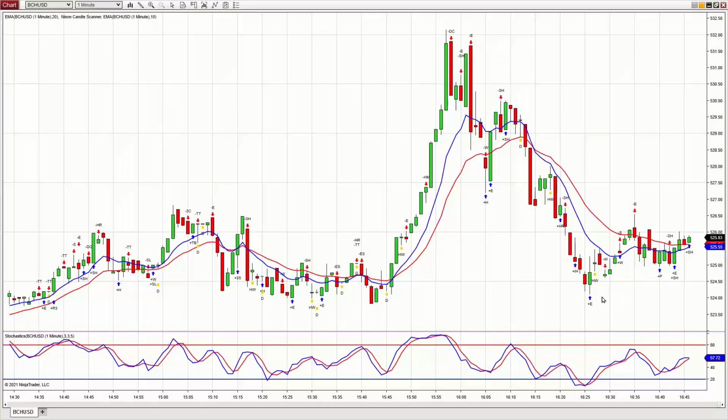Right here. So we could look towards the main bodies. I'm just going to draw that over there. We could put that down towards the lower shadow, and that's a rough area. It's a vicinity, a good target.